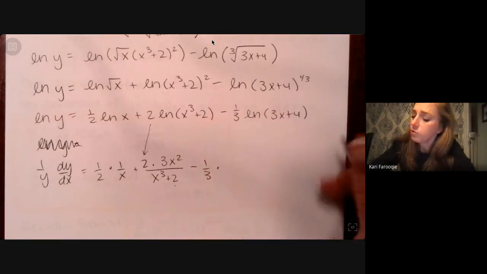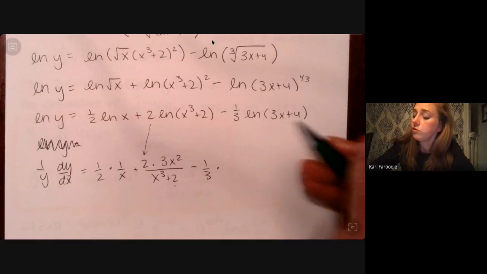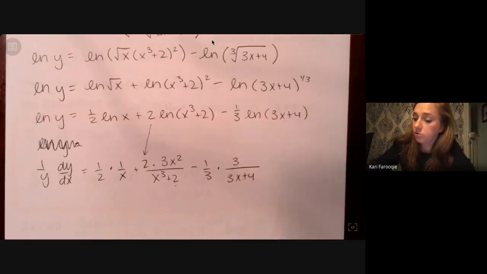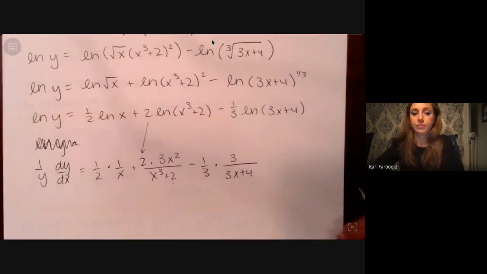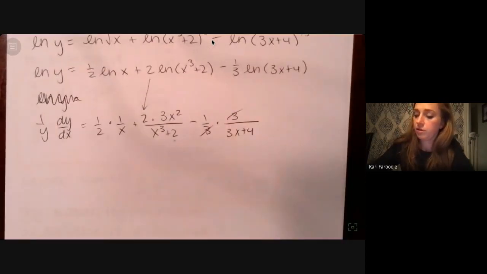And then we have minus 1/3 times, and then again, we'll do u prime over u. So the derivative of 3x plus 4 is 3, and then divide that by 3x plus 4. And then simplify. So the 3's clearly are going to go.